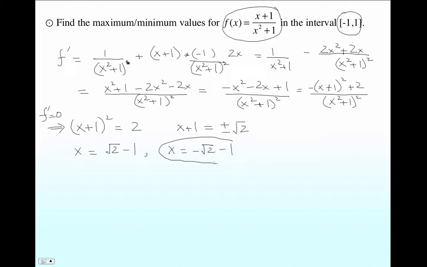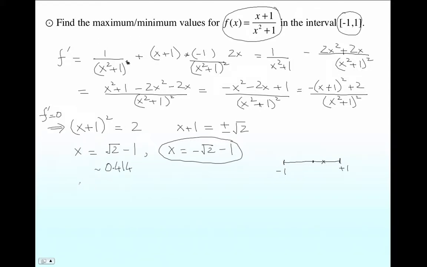Now obviously this over here is going to lie outside of this interval, so we don't have to worry about this. X equals square root 2 minus 1. Well, square root 2 is 1.414, and so this is about 0.414. That lies within this interval. And so if we sketch this between minus 1 and plus 1, then the derivative will be 0 somewhere over here at 0.414.